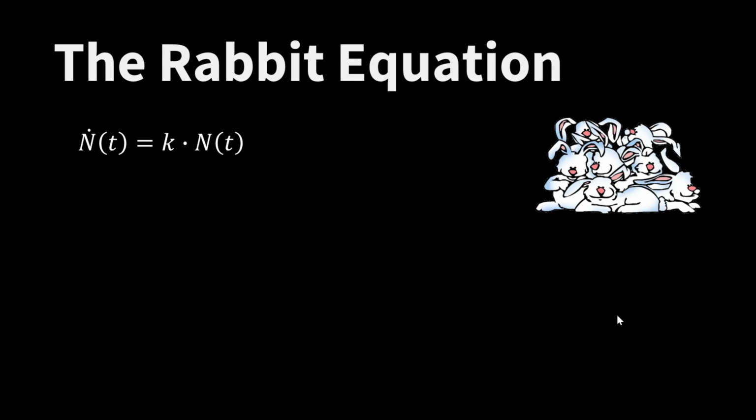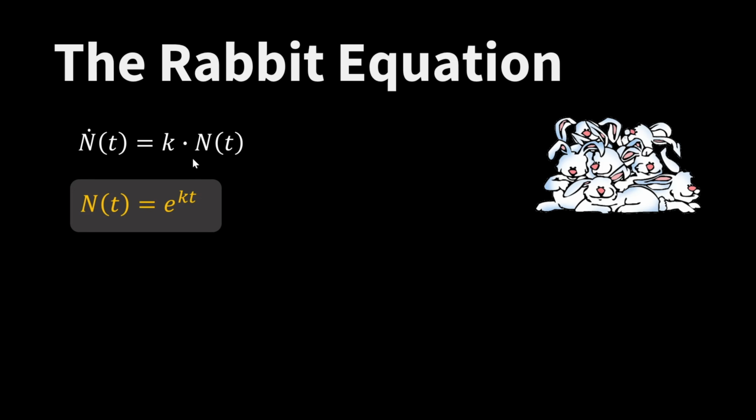Let's go back to the rabbit equation. We worked with the function n of t, the number of rabbits at time t. The differential equation said that the derivative of n equals k times n itself. Now we can write down the solution. The solution is n of t equals e to the power of kt. Let's plug it into our differential equation. The derivative of e to the power of kt is k times e to the power of kt, and this is n. So the derivative of n is k times n, which is exactly a solution to this problem here.